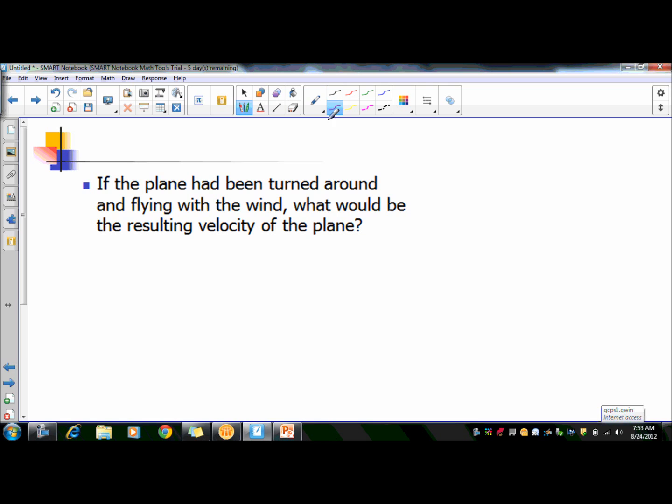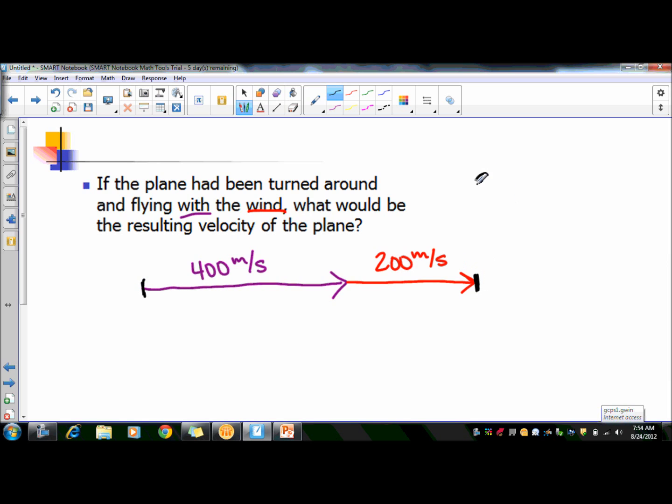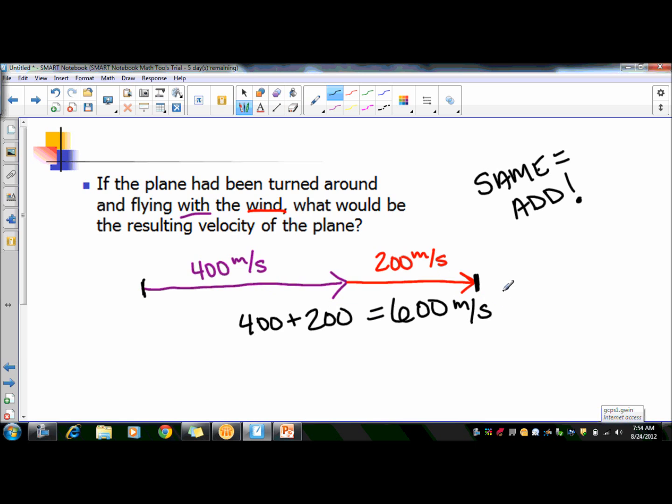So now, let's assume that the plane turns around. Same velocities, but now the plane is flying with the wind. So our plane is again going 400 meters per second, but now instead of going west, it's going east. The wind is still going 200 meters per second. At the head of one arrow, we're going to put the tail of the next. If they are going in the same direction, here's our start, here's our end. Same direction means you're going to add them. So 400 plus 200 equals 600 meters per second, and they're both going east.